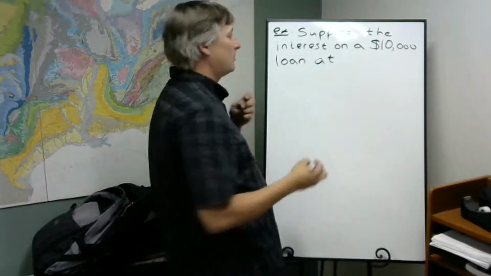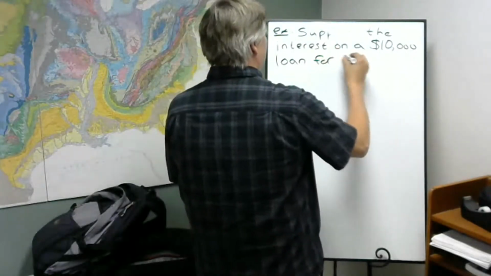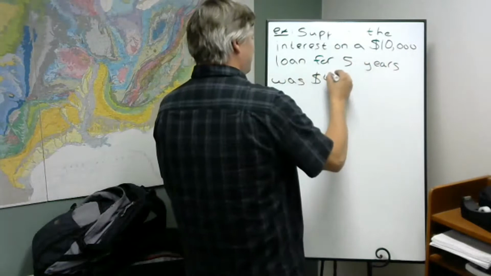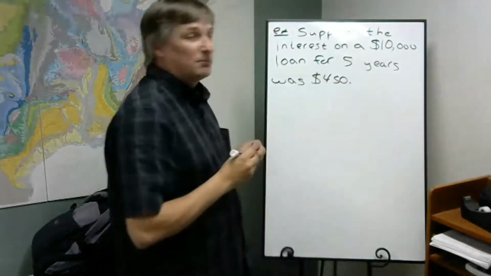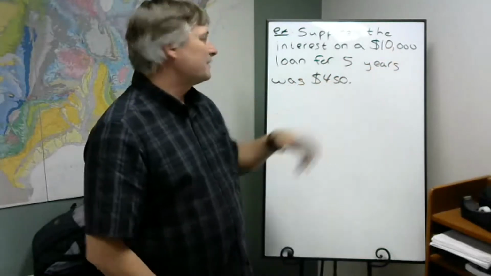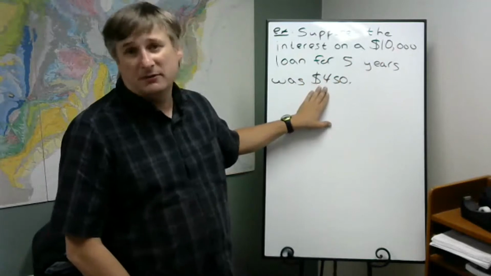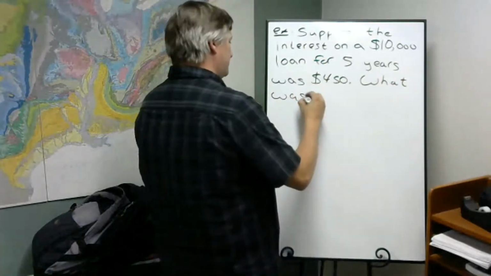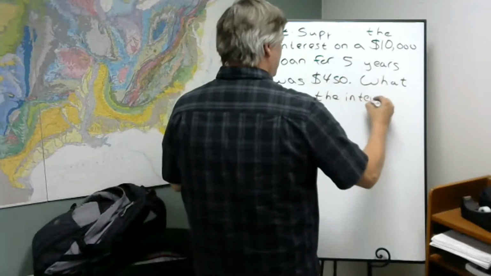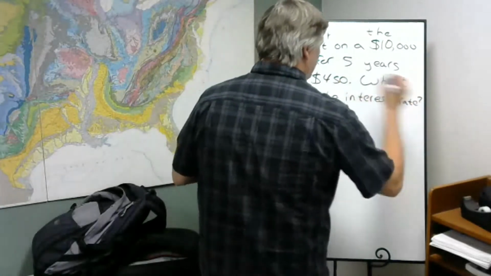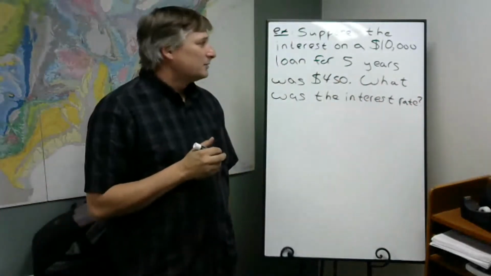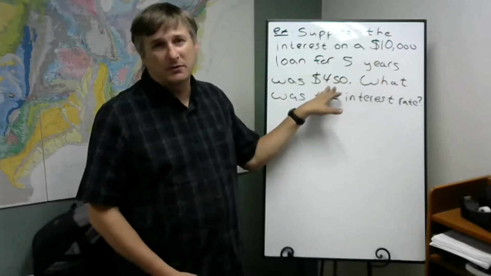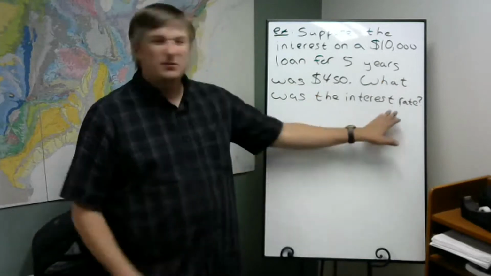So suppose the interest on a $10,000 loan for 5 years was $450. So suppose you borrow $10,000 for 5 years, and the interest you paid on that $10,000 was $450. What was the interest rate? So again, you borrowed $10,000 for 5 years. At the end of that 5 years, it had accumulated $450 worth of interest over the 5 years. So what was your interest rate?